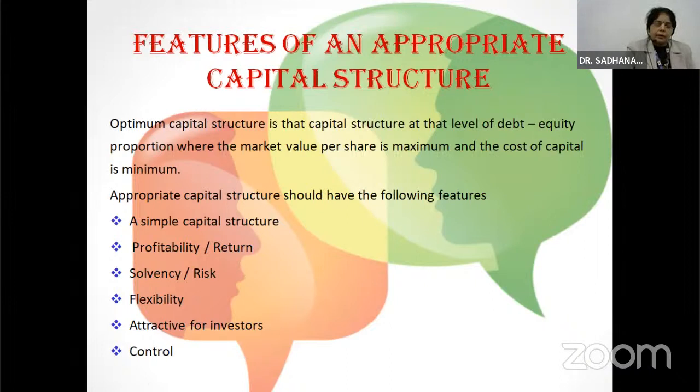And second one is profitability and return. Every firm wants, or every investor wants, higher return. Higher return is possible in only two ways: by reducing the cost or by increasing the sales. It means that by using the optimum capital structure, it gives maximum benefit to the shareholders. And third point is solvency and risk.